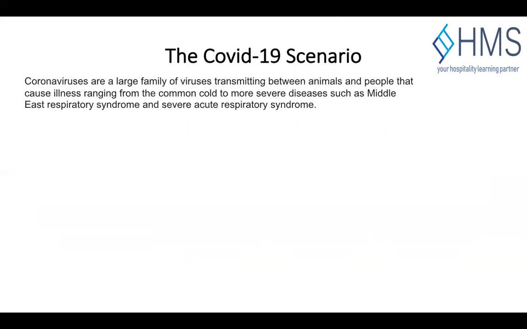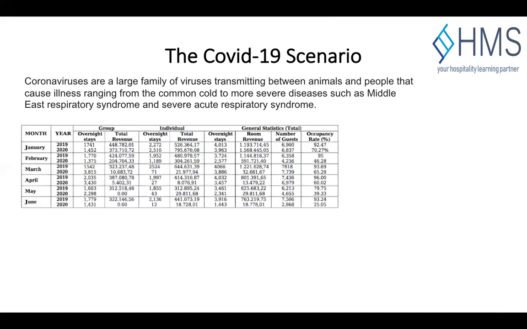The COVID-19 scenario. Now, basically, COVID or coronavirus, there are a large family of viruses. They have been transmitted between animals and people. They cause illness, ranging from the common cold to more severe diseases such as Middle East respiratory syndrome and severe acute respiratory syndrome. So it's MERS and SARS, more precisely.